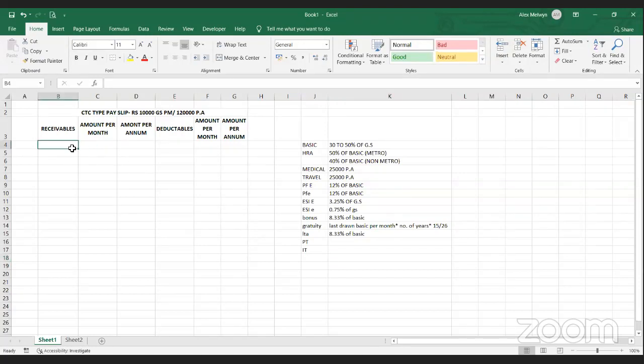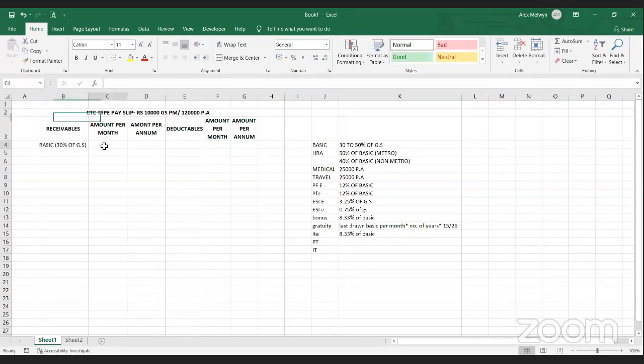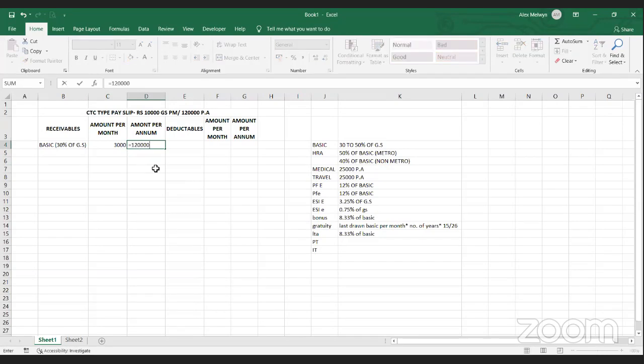The first thing is we need to put basic. I'm putting basic as 30% of gross salary here, and I'll tell you why. Initially, when you're trying it manually, you can write it in brackets also, nothing wrong in that. So this is equal to 10,000 rupees into 30%. And this is equal to 1,20,000, or maybe you can multiply this also.